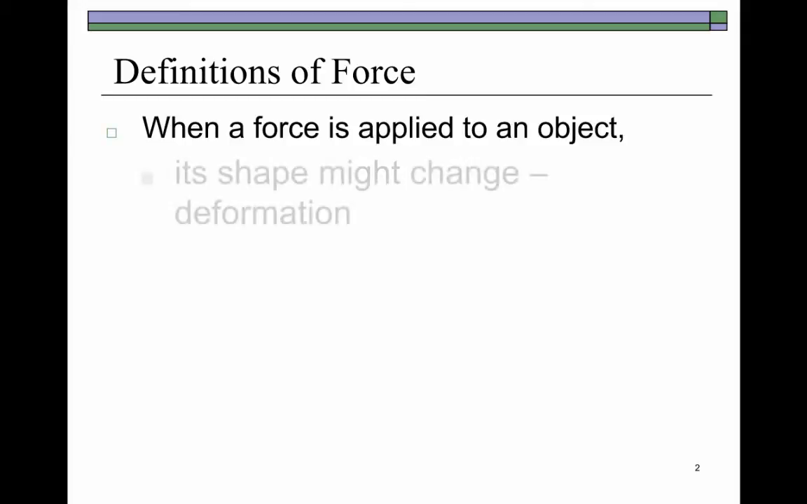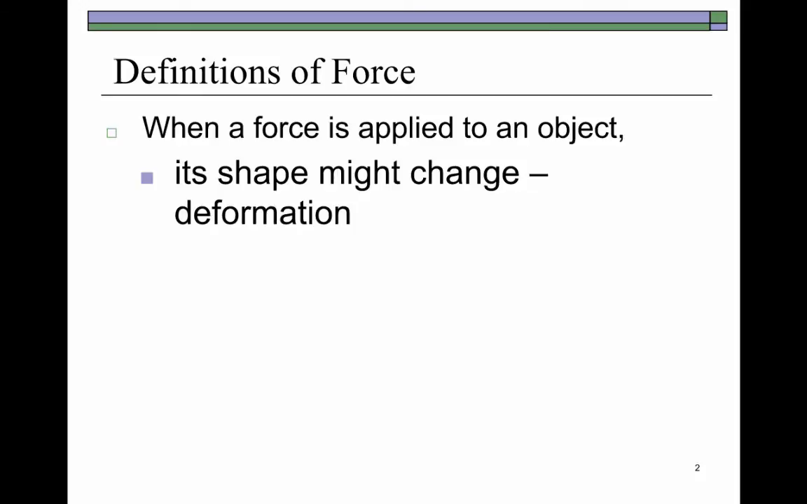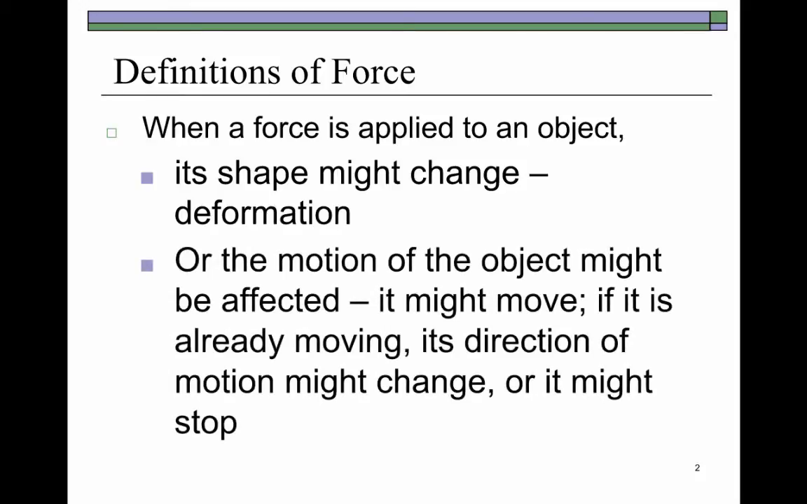When a force is applied to an object, its shape might change. We call that deformation. Even when you put your hand down against the desk, the shape of your hand changes. A force has been applied, the deformation. Or the motion of the object might be affected. It might move. If it is moving already, its direction of motion might change, or it might stop moving, like when you throw a ball and catch a ball.